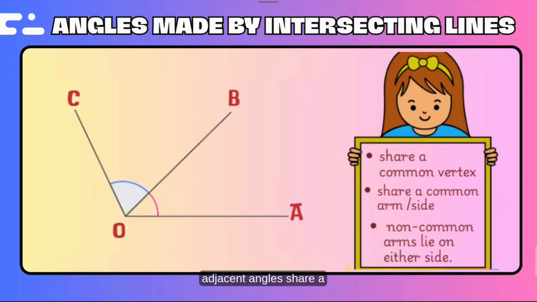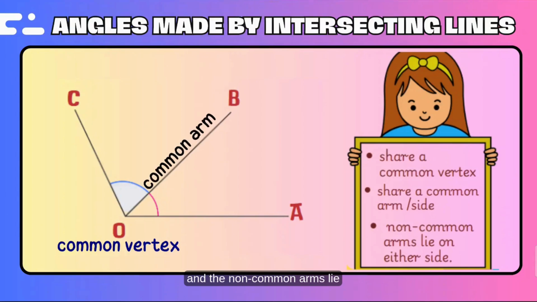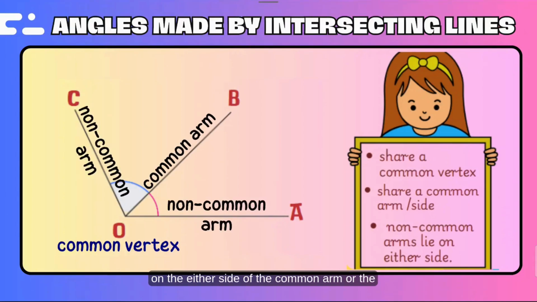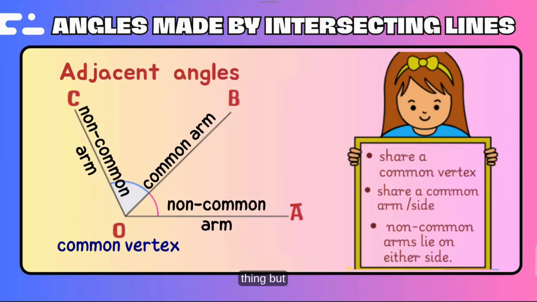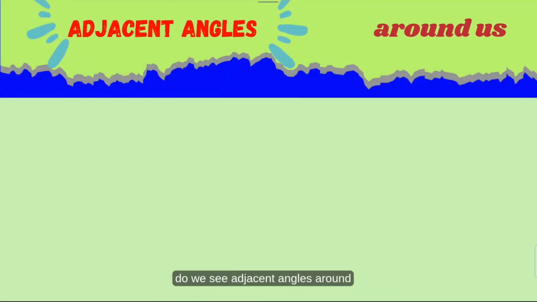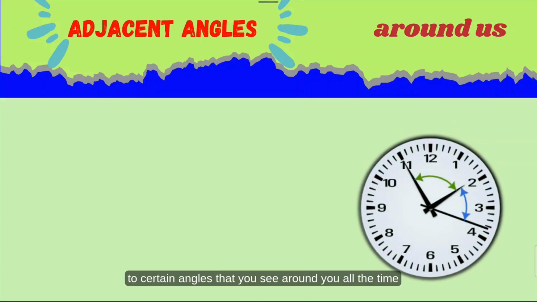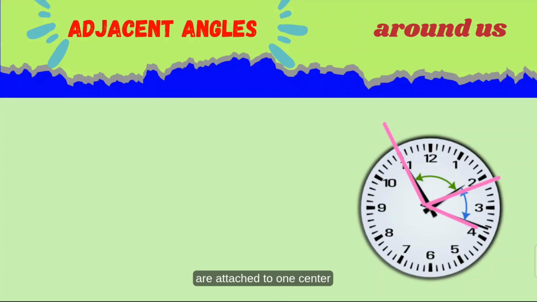So let's conclude. Adjacent angles share a common vertex, have a common arm, and the non-common arms lie on either side of the common arm, or the common arm lies in between them, one and the same thing. But do we see adjacent angles around us? Can you relate to certain angles that you see around you all the time? For example, the minute and the hour hands of a clock. They form adjacent angles with the center of the clock serving as the common vertex. They are all attached to one center. The 3 hands are attached to one center. So this is an example of an adjacent angle.